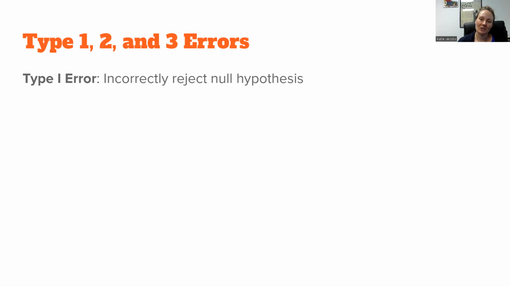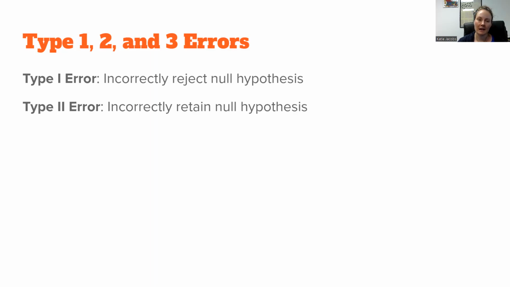And so you rejected your null hypothesis because of that. We also have a type 2 error, and this is when we incorrectly retain our null hypothesis. Often they call this a beta error, and that is because there's a formula for power of the test, which is 1 minus beta. And beta is the probability of making a type 2 error. So the power is the opposite of that. The power of your test is the probability of not making a type 2 error.